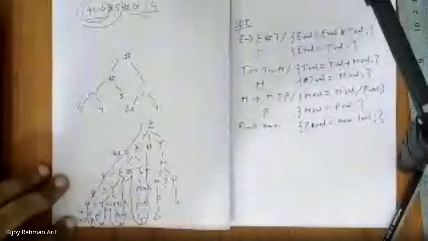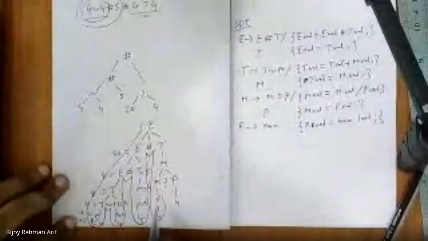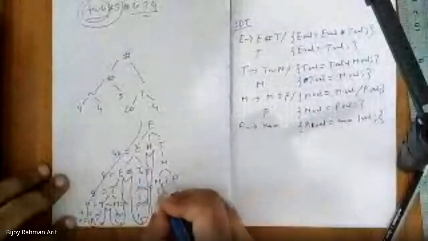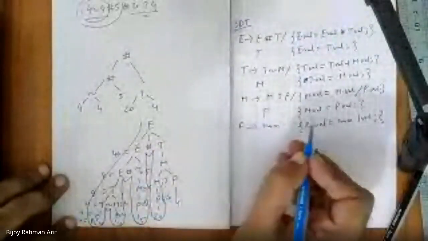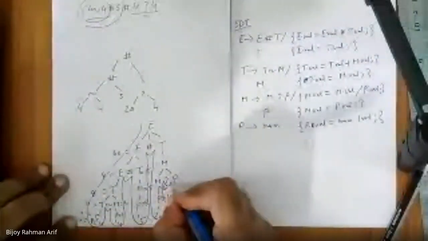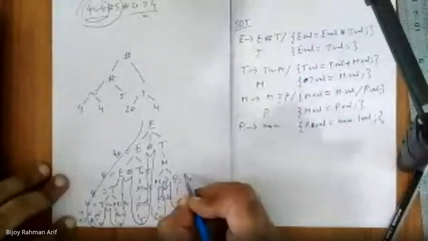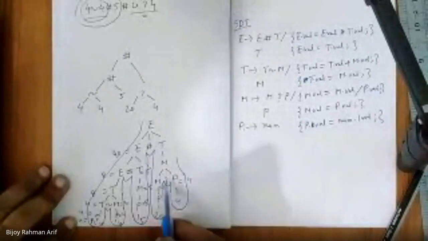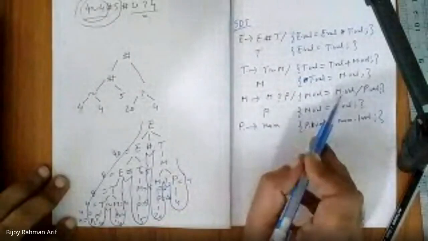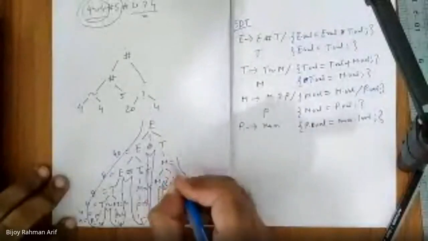Did you get it? Then I get a hash. It is not a reduction. This one is a reduction. 20 reduced to P. Num reduced to P. What is the action? P would become 20. Then P reduced to M. What is the action? M val equal to P val. So it becomes 20. Then I got a question mark. It is not a reduction. Then 4 reduced to P. P becomes 4. Then finally this one is a reduction: M question P reduced to M. What is the action? M val is M val divided by P val. Current M val is 20, P val is 5. So after division we get 5.